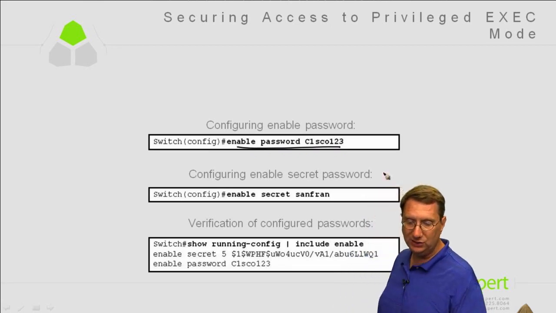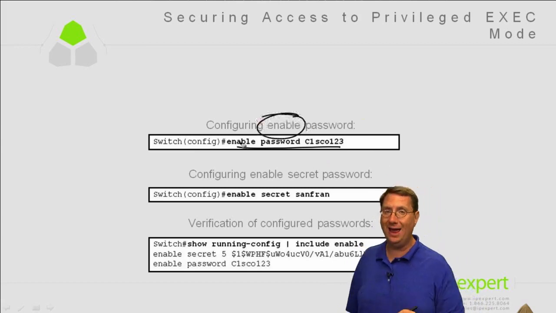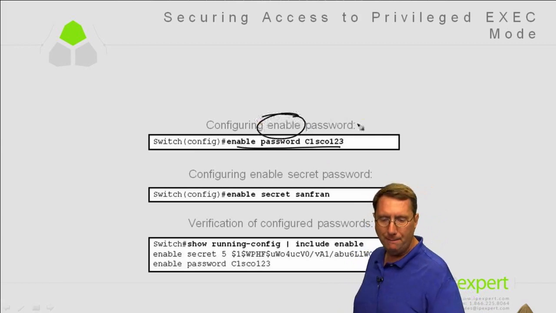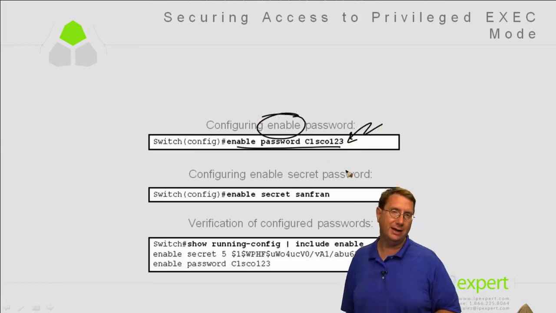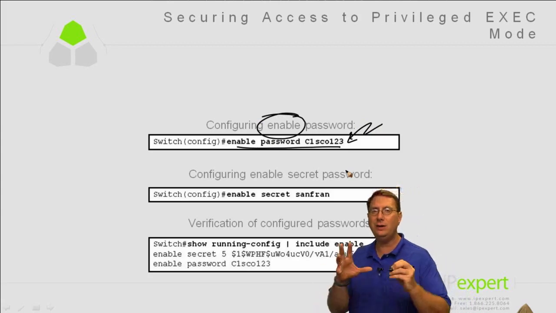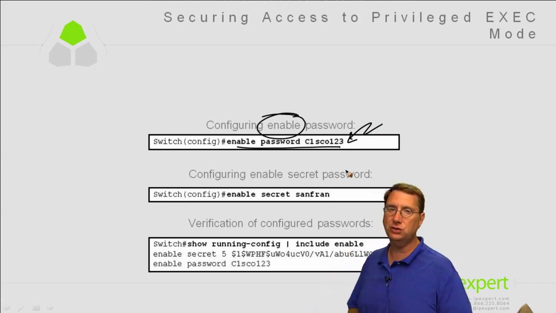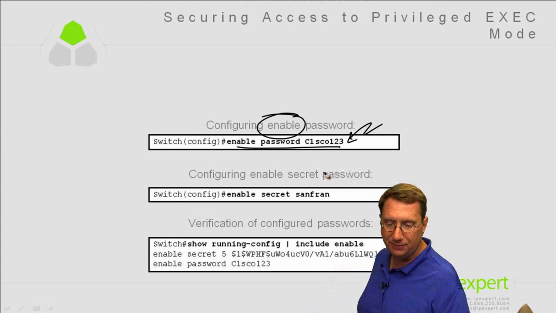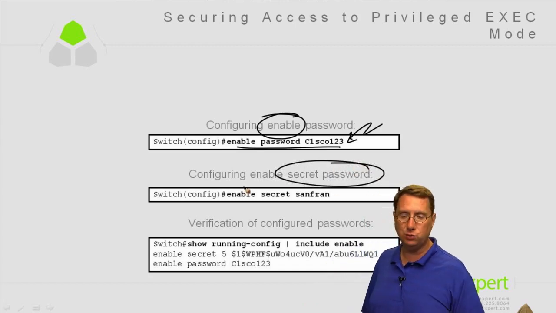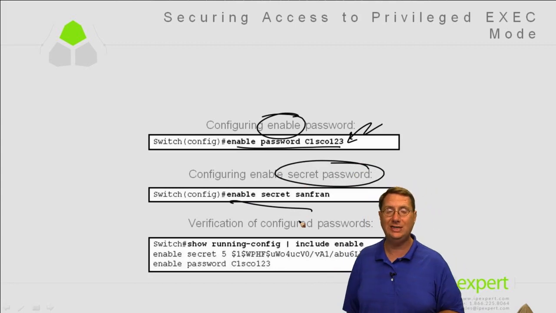Another component here is that enable password is really the old way that we do things. It's going to store my password on my system, and I'm going to use that in order to access the system. However, in more modern versions of IOS, we have this concept of a secret password. So rather than saying enable password, I'm going to specify enable secret.